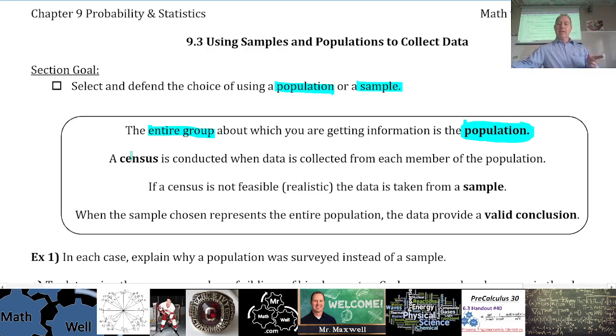A census is the next blank you've got to fill in. It is conducted when data is collected from each member of the population. So collected from each member of the population, a census. And of course, the government usually conducts a census. They send out something in the mail, usually to each address, and say, hey, how many people are living there? What ages are you? Things like that.